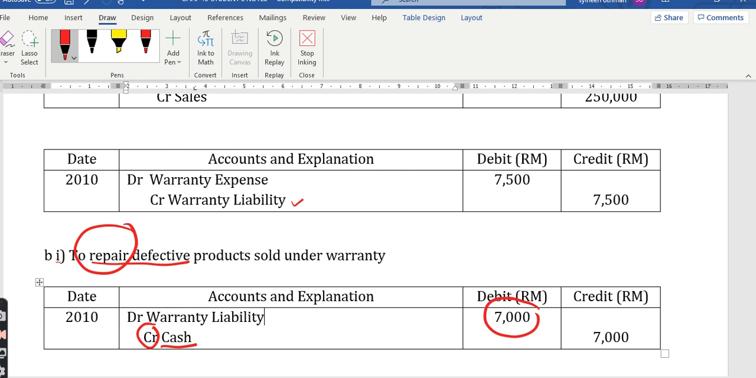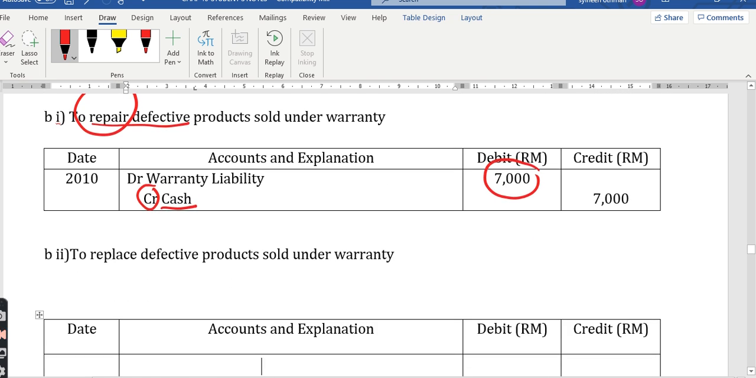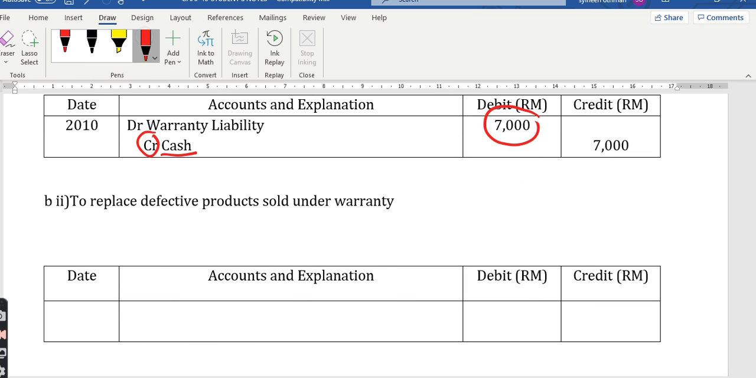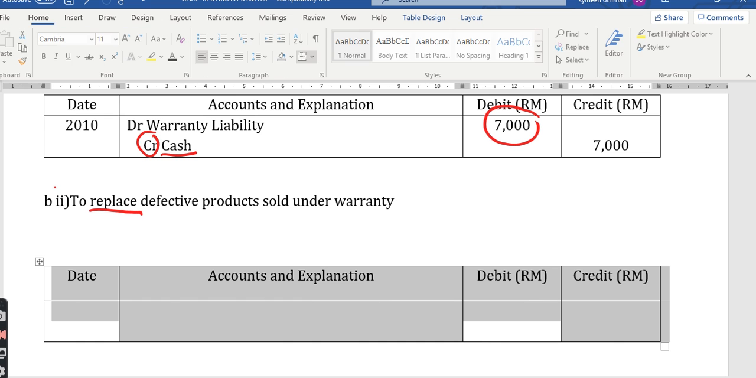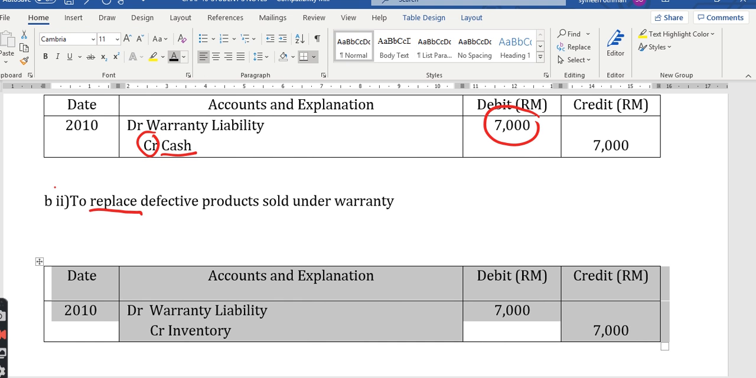This amount is considered your expense for the year. It will reduce your sales because the goods are damaged and you have to replace them. When you repair, you have to buy items or parts or pay someone to repair, so you need to pay them. That's why we credit cash. But if we replace, that means you take a new item from your store, so it has nothing to do with cash at this point. So we will debit warranty liability and we will credit inventory.